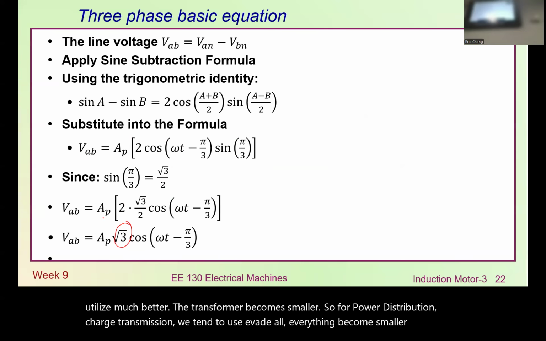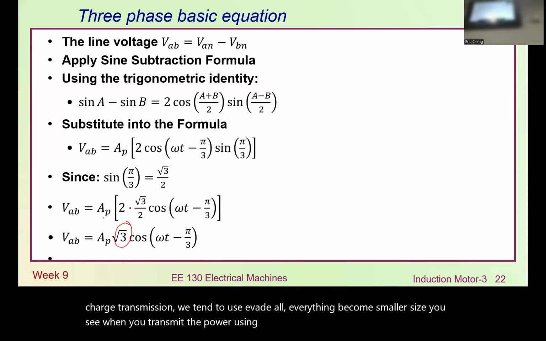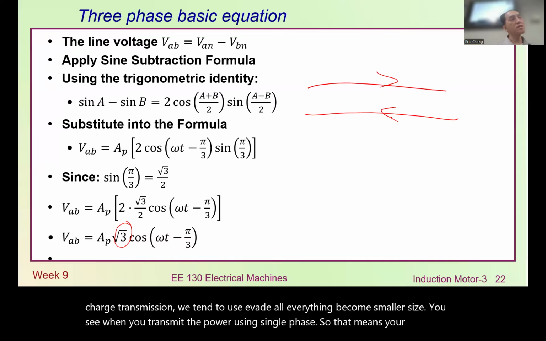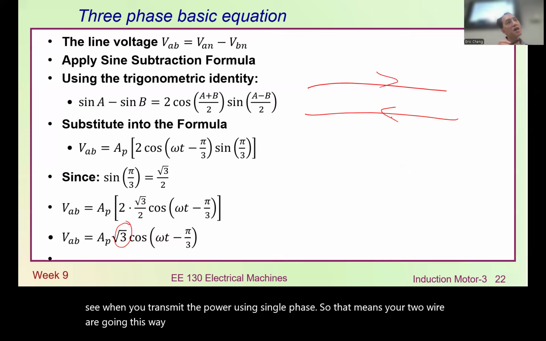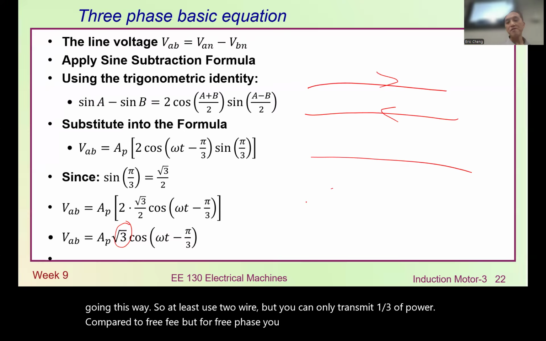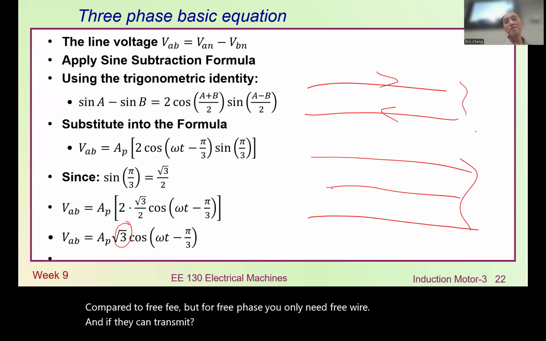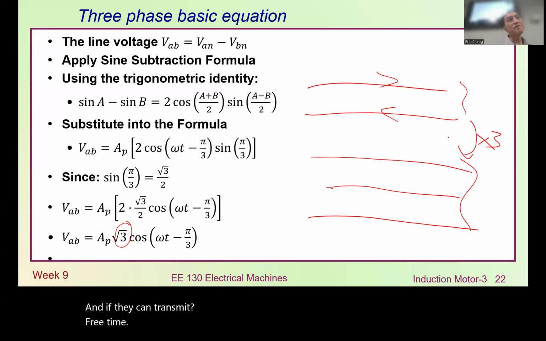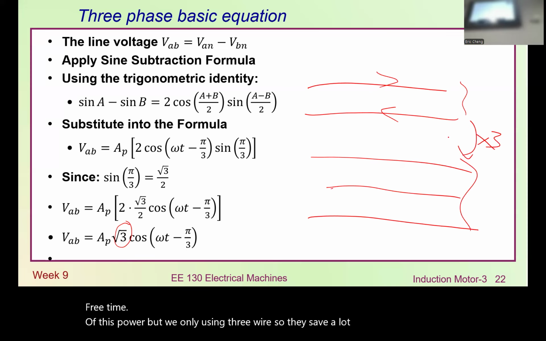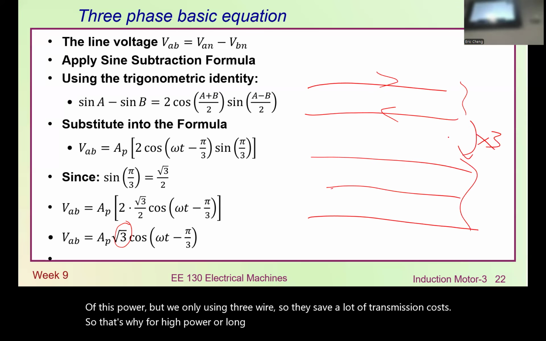You see, when you transmit the power using single phase, your 2 wires are going this way. So you use at least 2 wires, but you can only transmit 1/3 of the power compared to 3-phase. For 3-phase, you only need 3 wires, and they can transmit 3 times this power, while we're only using 3 wires. So they save a lot of transmission costs. That's why for high power or long distance, we have to use 3-phase.